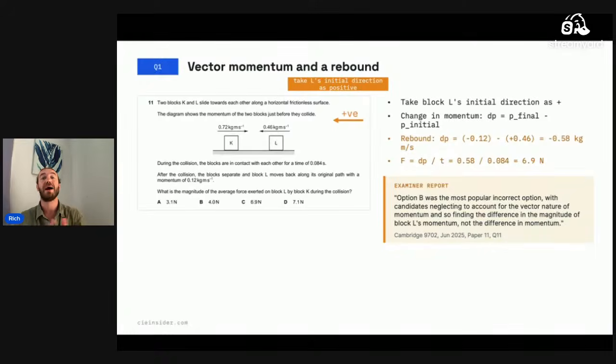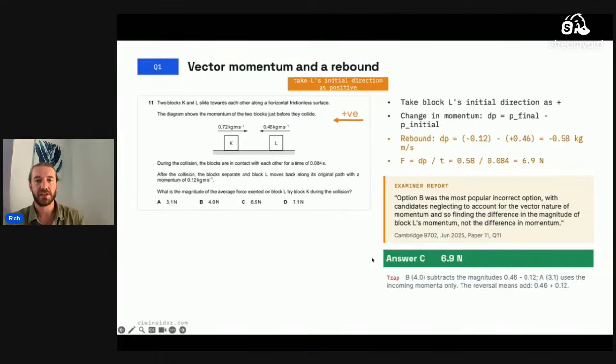The difference in the magnitudes of the momentums doesn't take into account the sign. If we are taking into account the directions, then it is a bigger change in momentum, because of course it had to lose all of that 0.46 kilogram meters per second and then gain 0.12 kilogram meters per second in the opposite direction. If you think about it on a number line, it goes all the way down to 0 and then goes up in the other direction. It's obviously a bigger change than just the change in the magnitudes.